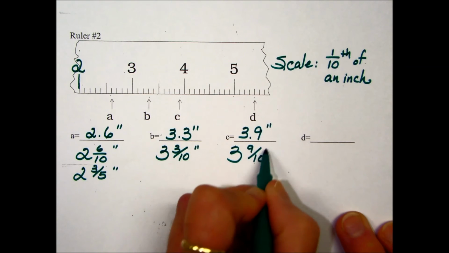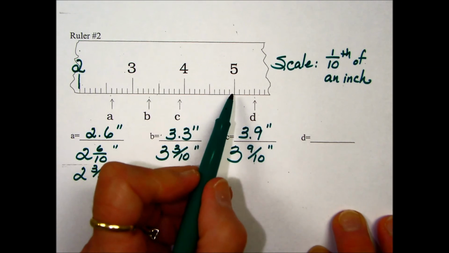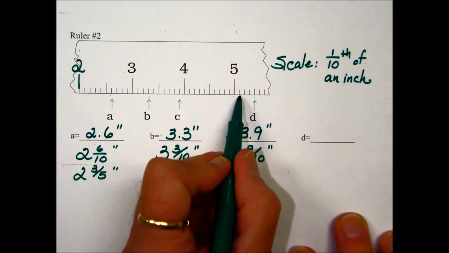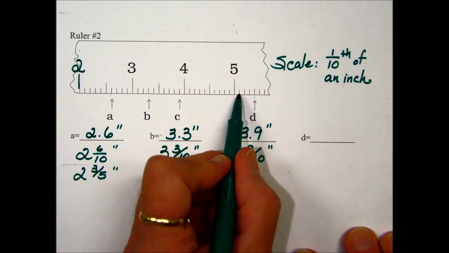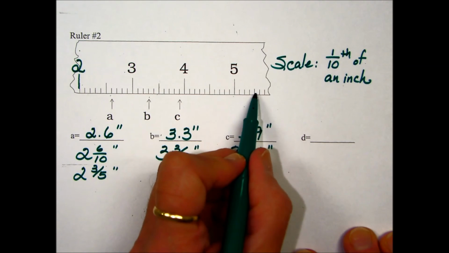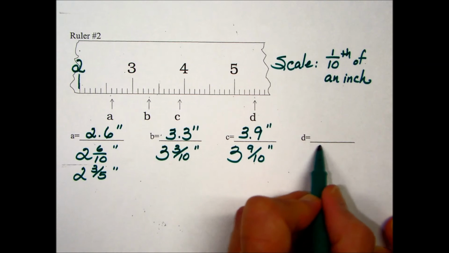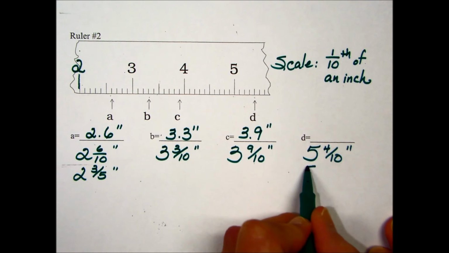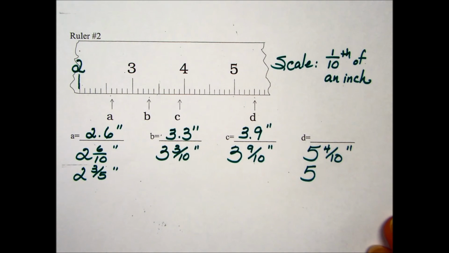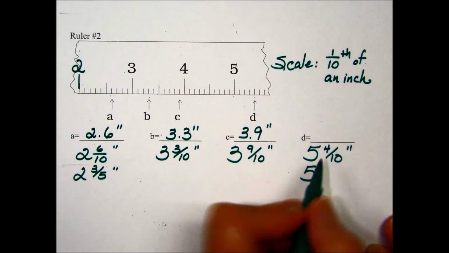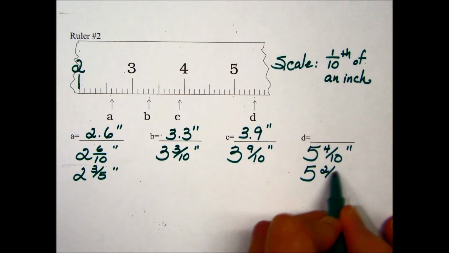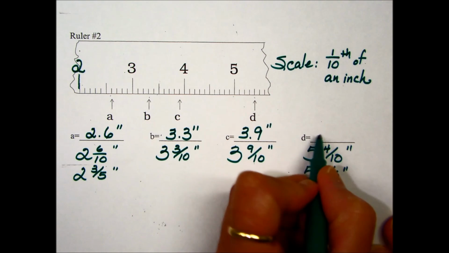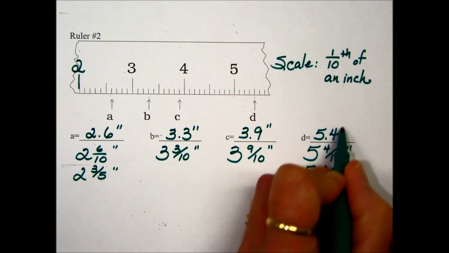D is past 5. Using that scale of 1/10 of an inch, we'll count the number of spaces beyond 5 inches. 1, 2, 3, 4. We would call this 5 4/10 of an inch. That fraction, since there's a common factor of 2, can be reduced. We could call it 5 2/5 of an inch, or converted into the decimal equivalency, 5.4 inches.